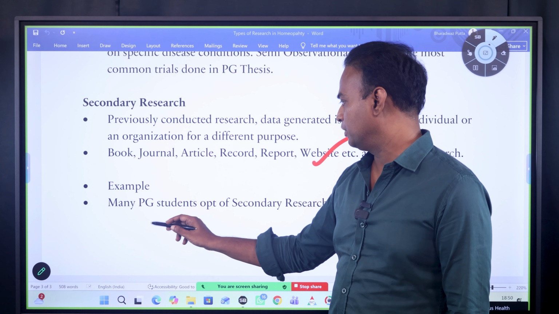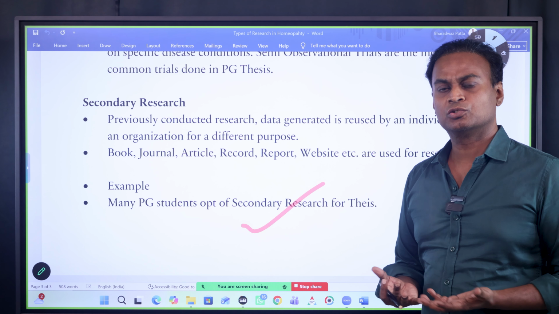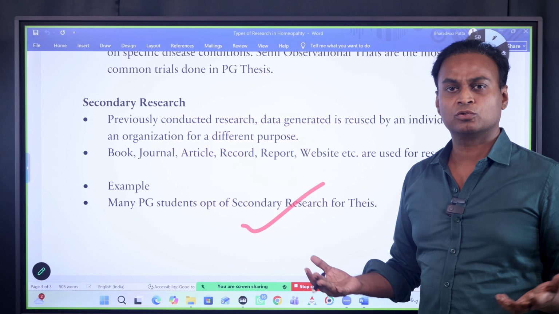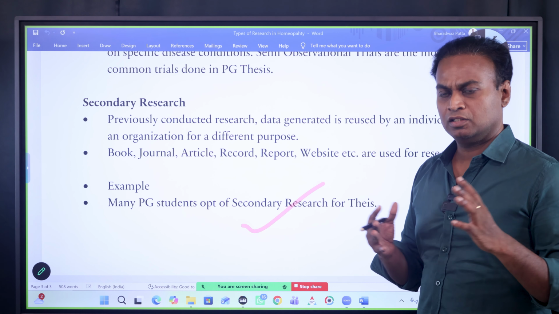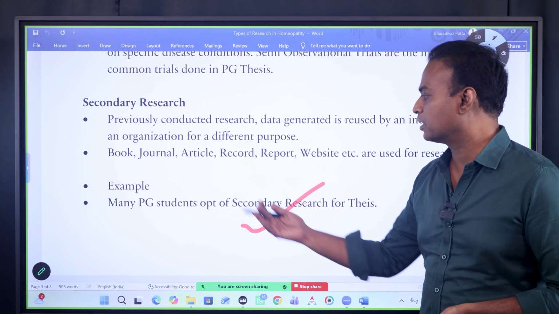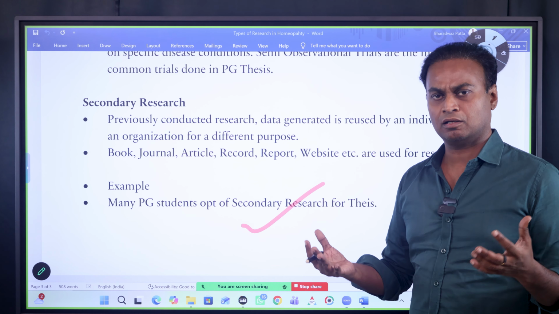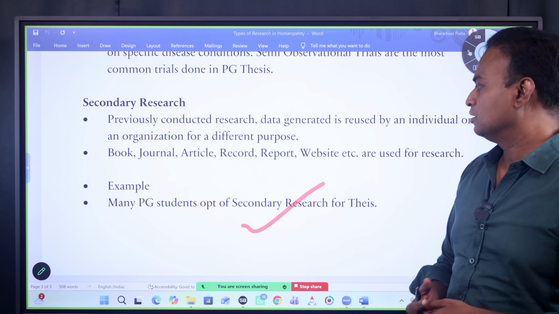Best example: we know that many PG students opt for secondary research. For example, if someone is doing any research on nanoparticles, they cannot go to an electron microscope, TEM or SEM. It is very costly. Instead, what they do is a secondary type of research. They gather research or information on the nanoparticles which is already done. They compile it and present it as a thesis.